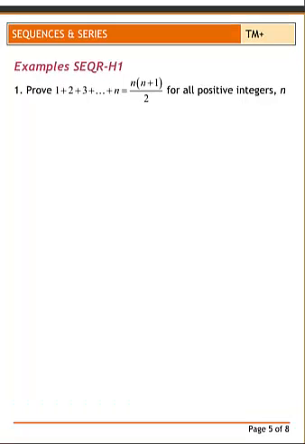So let's look at an example. This example says prove that 1 plus 2 plus 3 all the way up to n equals n bracket n plus 1 all over 2 for all positive integers. So the first step is to verify the statement is true. So verify true for n equals 1.